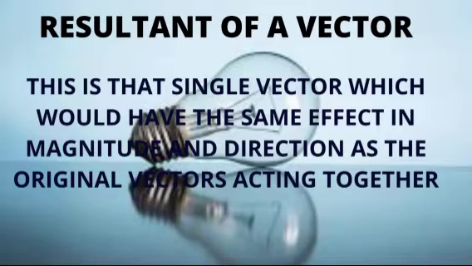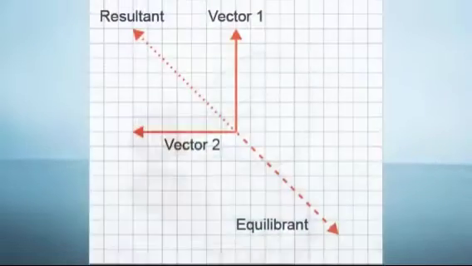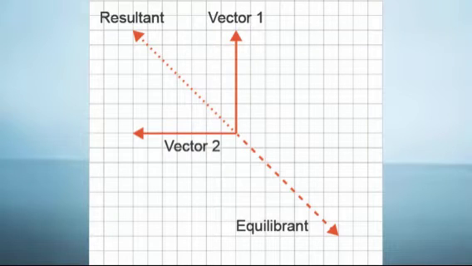This is a single vector which would have the same effect in magnitude and direction as the original vectors acting together. What we're saying is, if two vectors are acting at a point or acting on an object, the resultant vector is simply the addition of these two vectors. In other words, if you put all these two vectors together, what will they give you? As the diagram above, we have vector 1 and vector 2. The resultant, as you can see, is the summation of vector 1 and vector 2. That is where the effect of vector 1 and vector 2 will be seen.